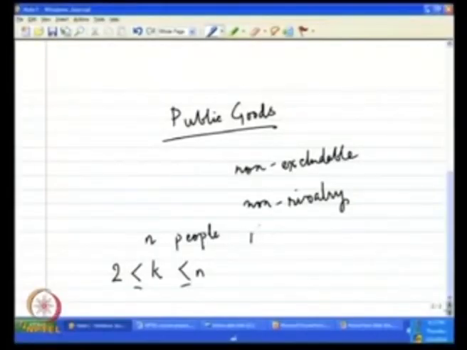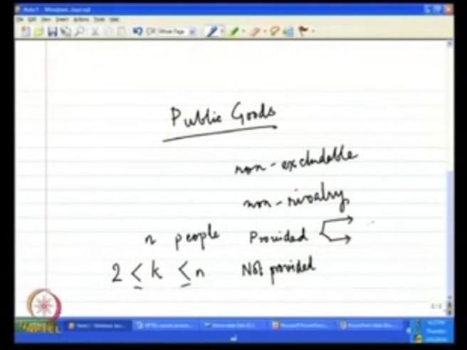Basically, there are two possibilities, but each of these two cases can be divided into two further cases from any individual's point of view. One is the good is provided, and the other is not provided. Now, if the good is provided, again there are two cases from any individual's point of view. That individual has contributed, and has not contributed. Let us call it A, this is B.